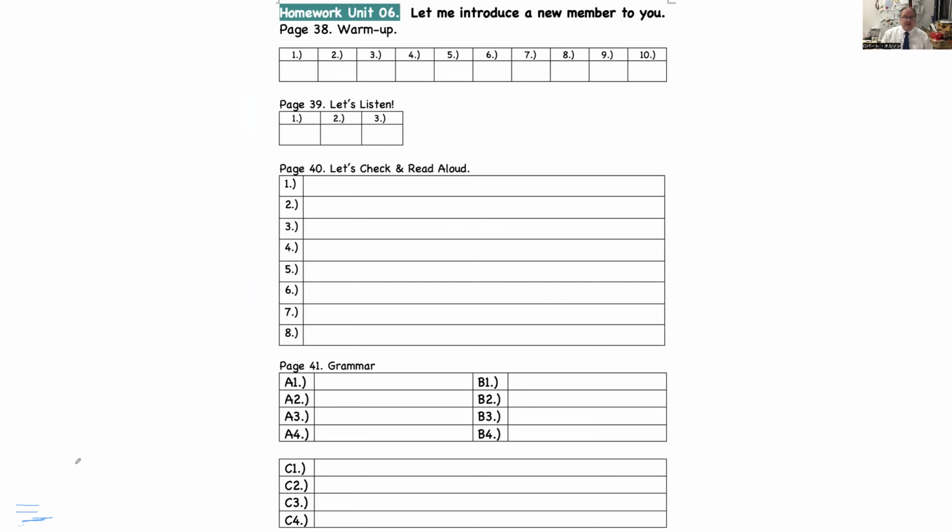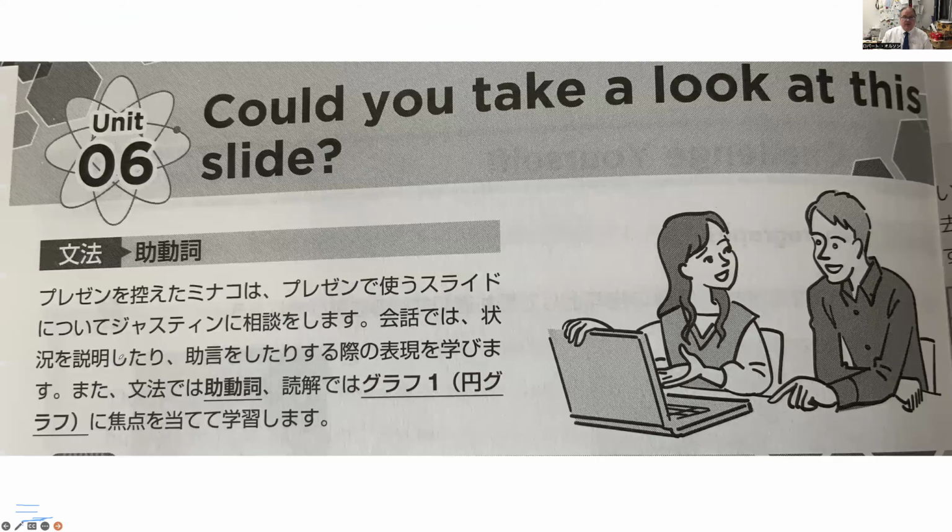Okay, good. So this is the paper you can use or you can write in your book. Either is okay with me. Remember, you'll do page 38 warm up, page 39 let's listen, page 40 let's check and read aloud, and page 41 grammar both A, B, and C. Okay, so first, could you take a look at the slide?